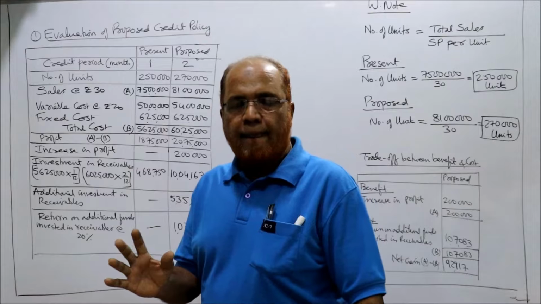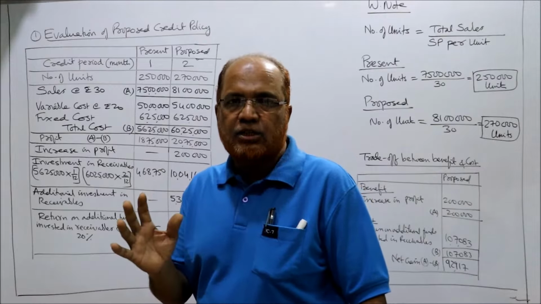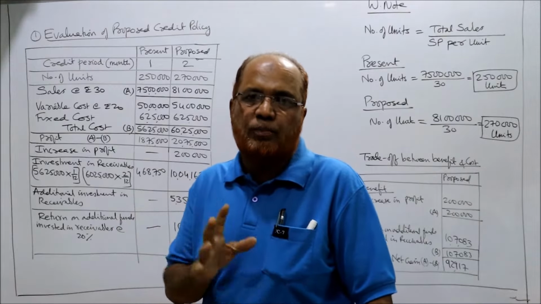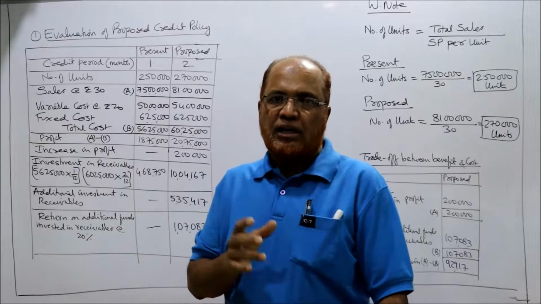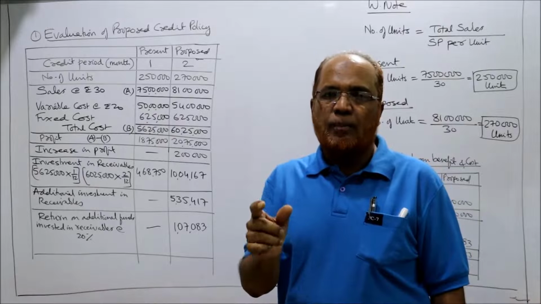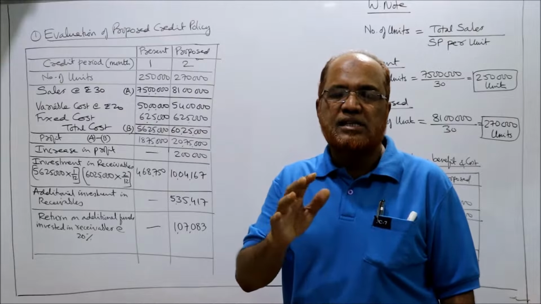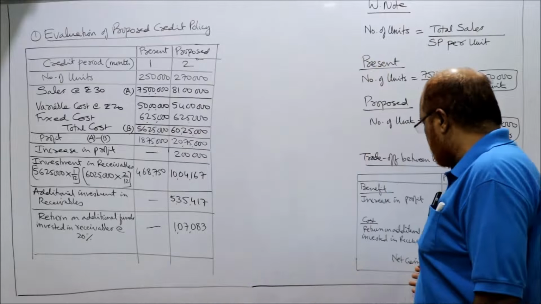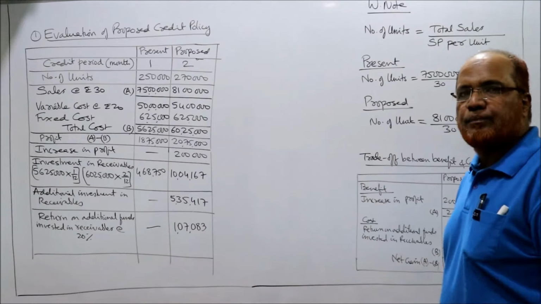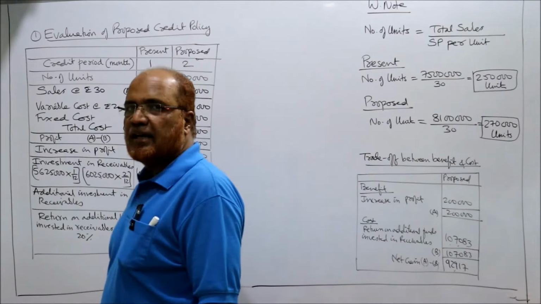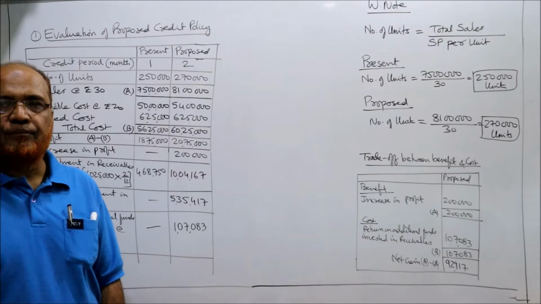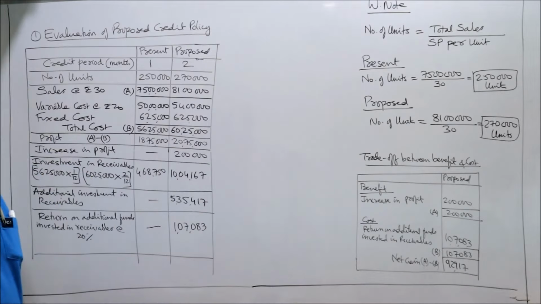The conclusion is: it is suggested to adopt the proposed policy of 2 months, since in this case there is a net gain of rupees 92,917. You can pause on this screenshot and copy it down.